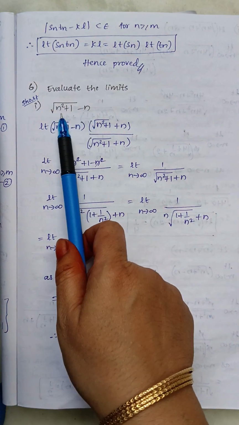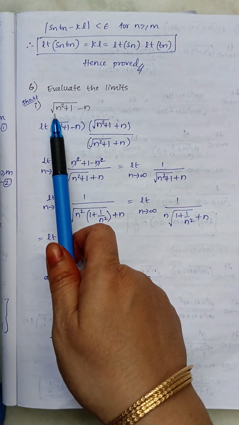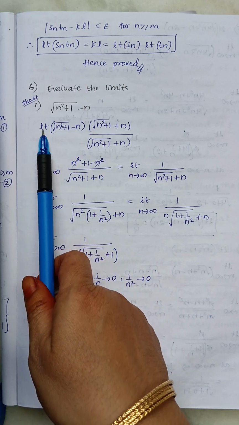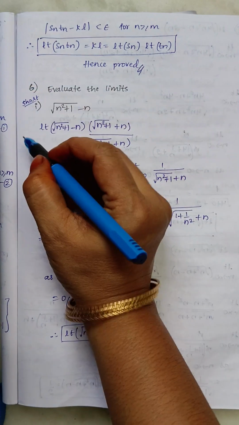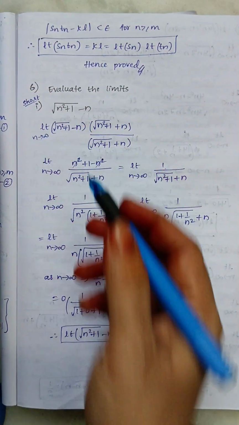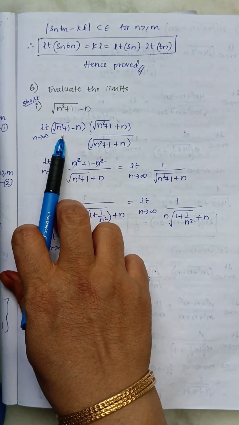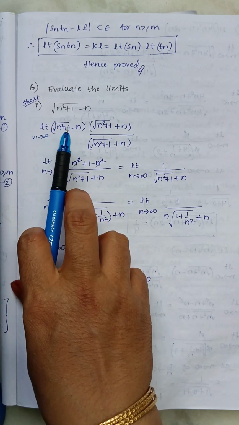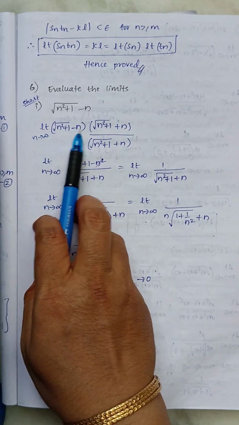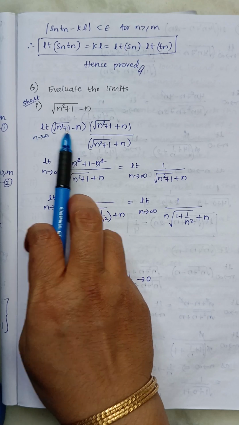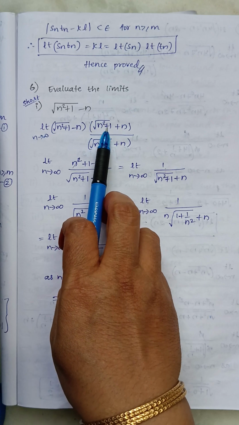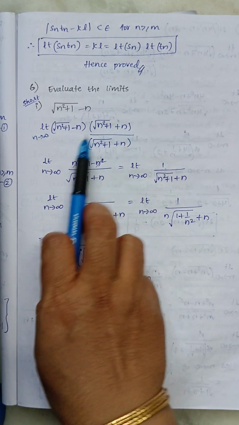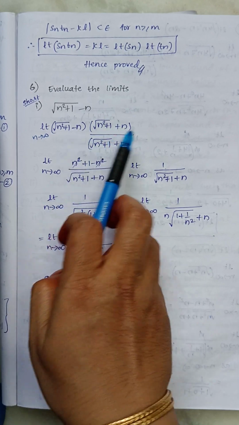Here are some more problems on limits, evaluation of limits. Suppose one sequence is given, find the limit value of the given sequence. So here a root is given. When you take n tends to infinity, infinity will come. That's why we can take the rationalization of this one. If a root is given, rationalizing means take the same term with the opposite sign. That means here root n square plus 1 minus n is given, so root n square plus 1 plus n divided by the same term. Then it will be rationalized.